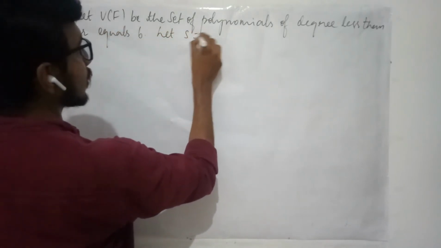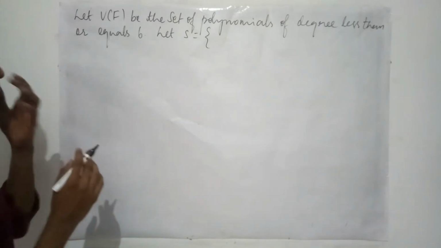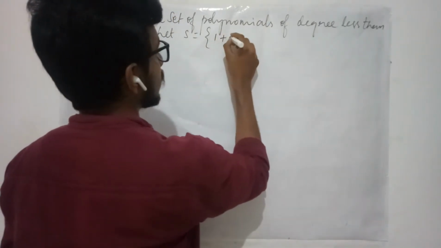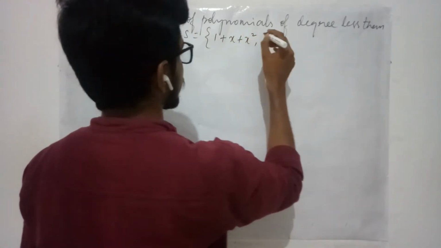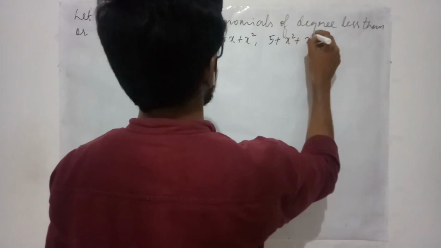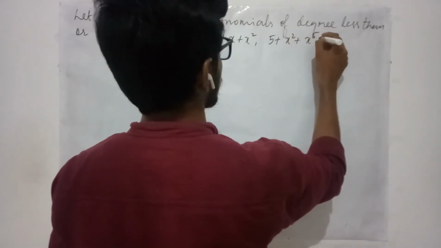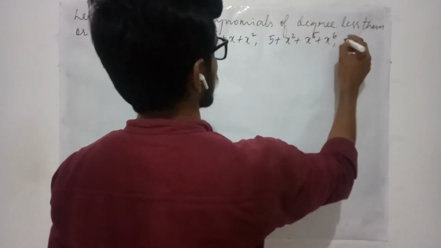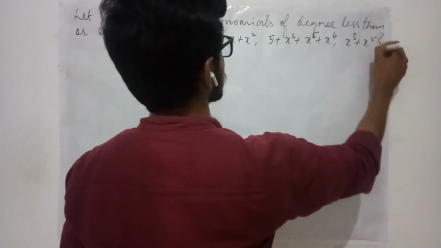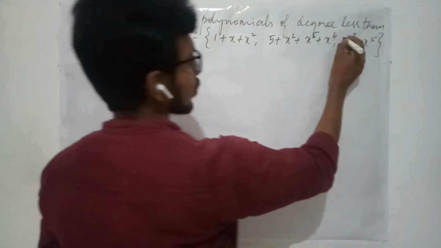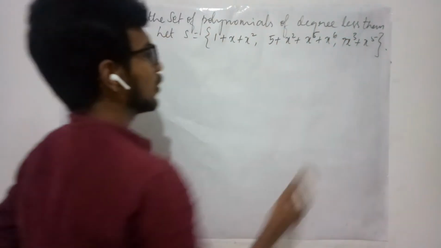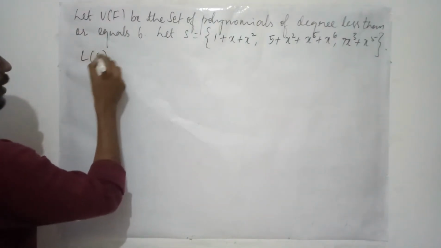Let S be the, here I am going to take some elements in this V, right? 1 plus x square, and 5 plus x square plus x power 5 plus x power 6, and x cube plus x power 5. Okay, let me take 7x cube, no issues. Okay, this is my S. Now I need to find out what is my L of S.